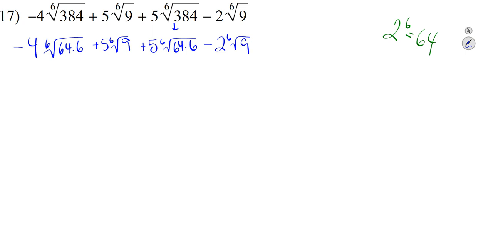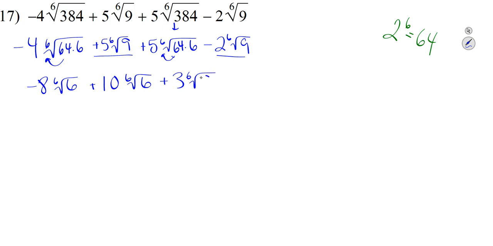Okay, now let's focus on the ones we can simplify. So the 6th root of 64 is 2. Comes out, we get negative 8 6th root of 6. And I'm going to combine these in a second, but let's look at this one. We've got plus the 6th root of 64 is 2 again, so plus 10 6th roots of 6. And then 5 minus 2 is 3 6th roots of 9. Last step, combine those two more like terms. 2 6th root of 6 plus 3 6th root of 9.